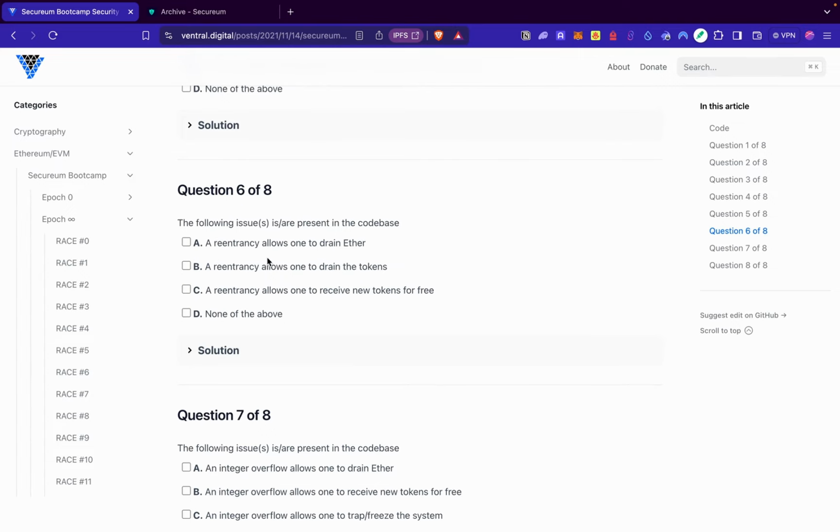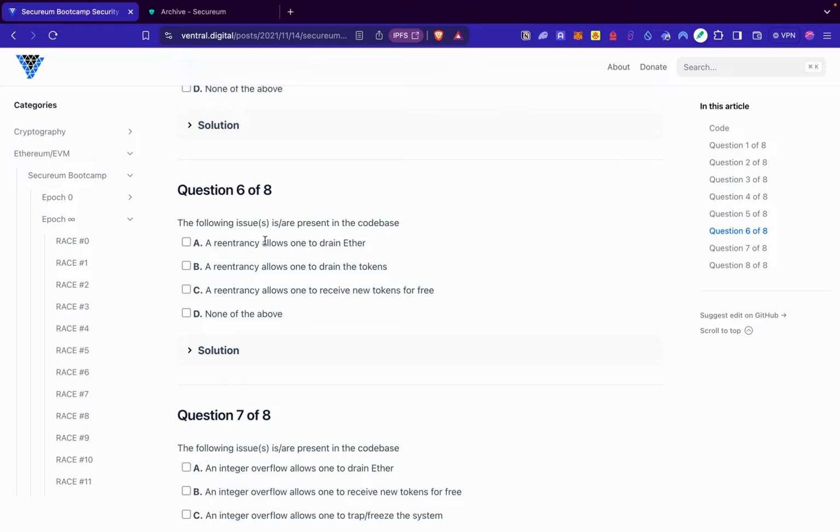Sixth question. Following issues are present in the code base. A, reentrancy allows one to drain ether. B, reentrancy allows one to drain the tokens. C, reentrancy allows one to receive new tokens for free. So in all three options, we are talking about reentrancy.